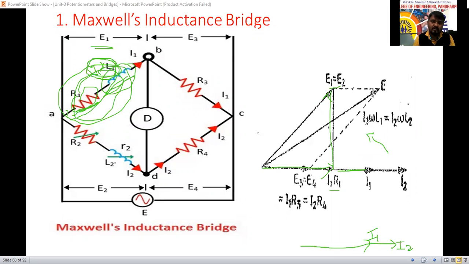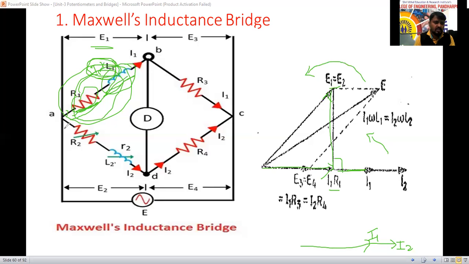Lagging is the correct answer, because in the anti-clockwise direction, first this will come. Next it follows here by 90 degrees. So I1 lags E1 here now. We can call that one here.